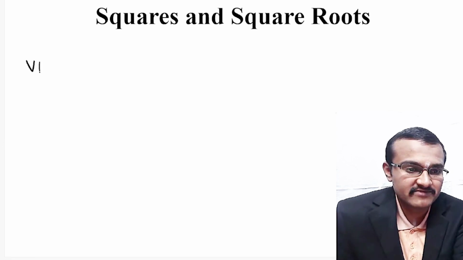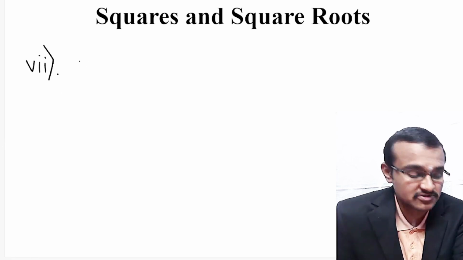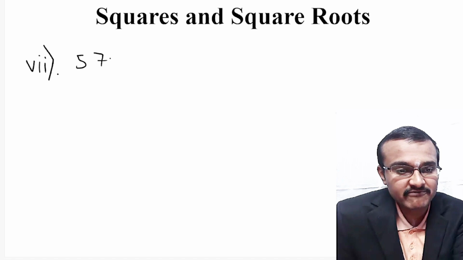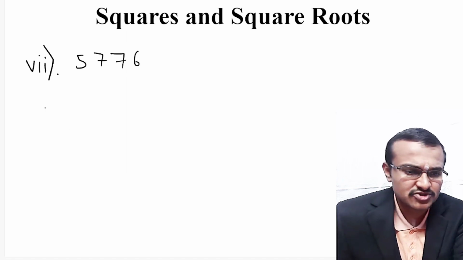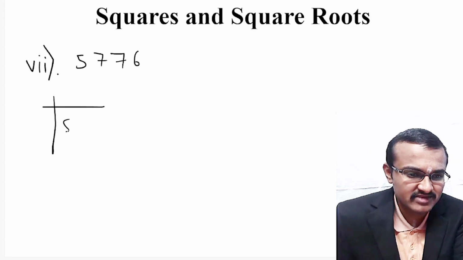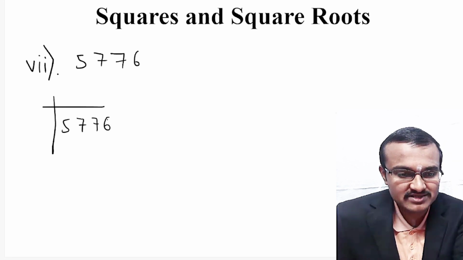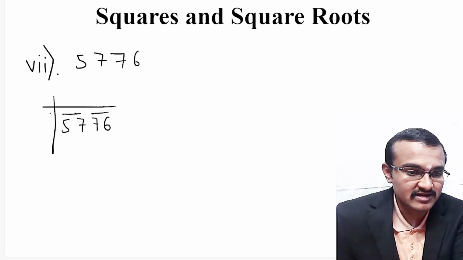So next I will be solving the 7th question in this first question. In the 7th question you have 5776. Here also you can use the same division method. So let us go on grouping these numbers. 76 will be one group, 57 will be one group. You should start from the right hand side only.